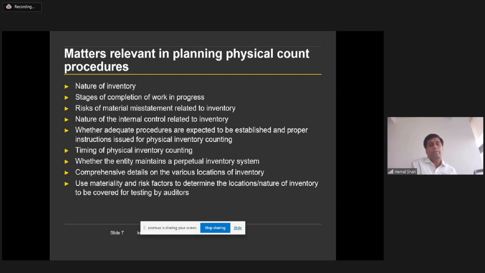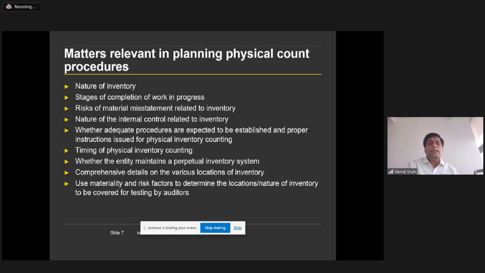So that's another thing. Nature of internal control related to inventory, that we already discussed. What are the controls? What is the ICFR framework? And whether those controls are operating effectively. If the controls are operating effectively, the auditor gets more comfort from ICFR, and then the substantive work on inventory can be reduced. Whether adequate procedures are established and proper instructions are issued for physical count, that's again critical. Timing of physical inventory counting.